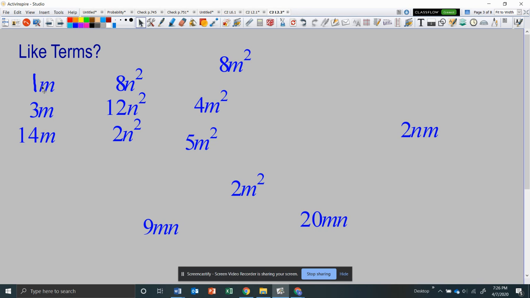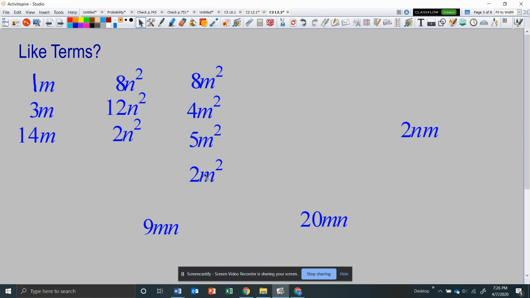I can actually add those together. Here's 1m. Here's 3 more m's. And here's 14 m's. And so that ends up being 18 m's if we were to add them all together. You see that? We can actually add them all together because we're just talking about numbers of m's. Okay. We've got 8m squared. Oh, look, the 4m squared and the 5m squared are right under it. And look, the 2m squared can go with that.